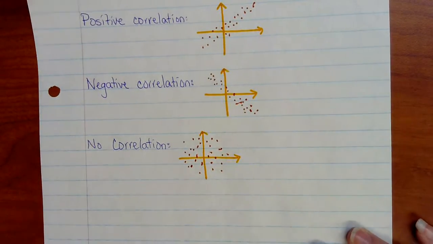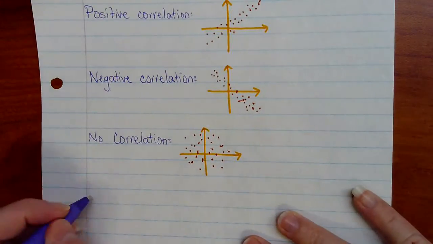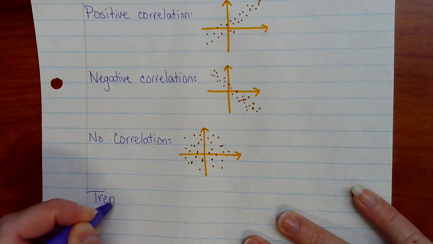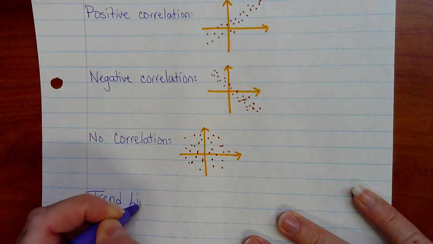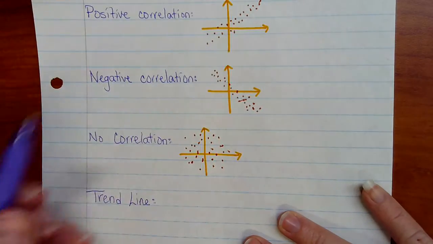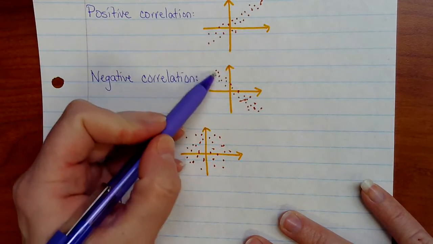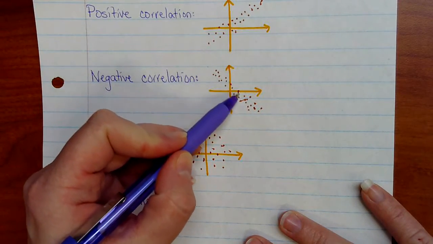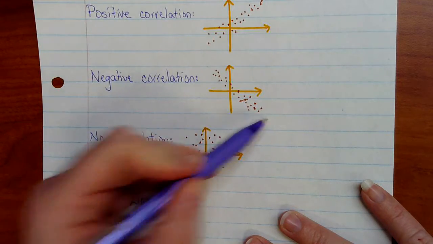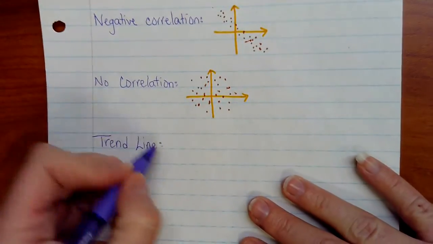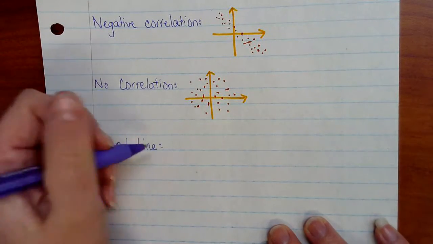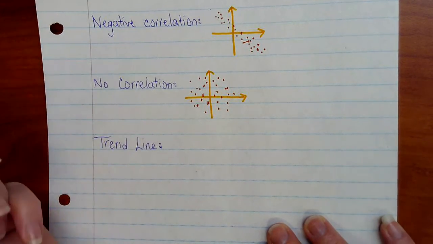The last thing that you're going to look at today is something called a trend line. With all of these, you cannot actually draw a line, but we kind of can. If you looked at this one right here, we could draw a line that looks like it fits the data. And that's what a trend line is. It's called the line of best fit. It best fits the data.